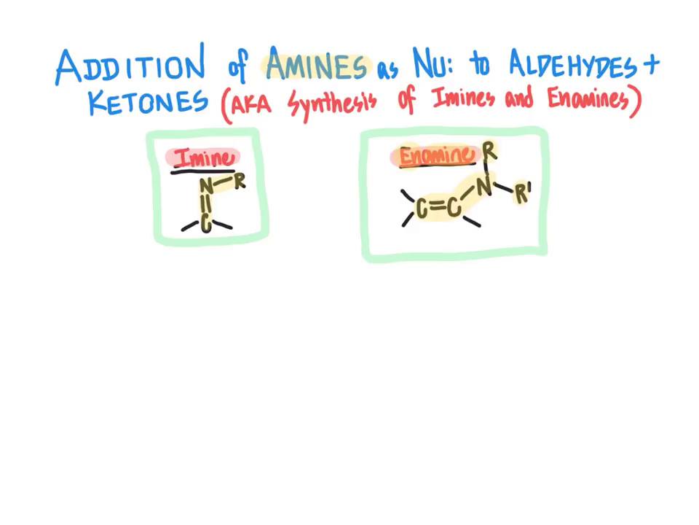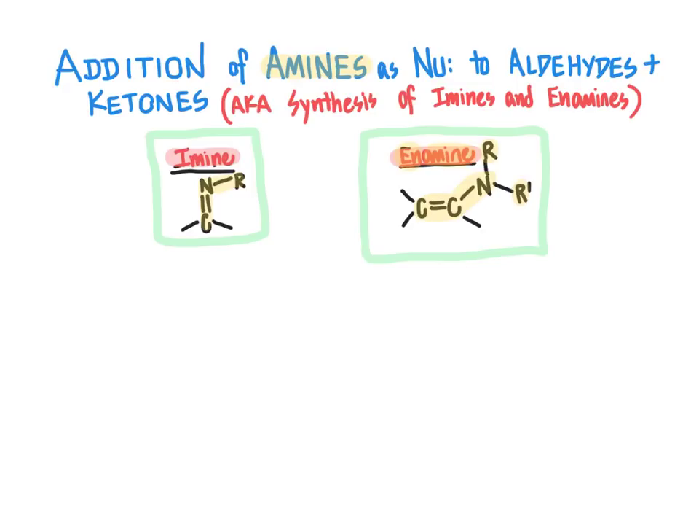So we're going to take a look at how in the world we can add amines as our nucleophiles to aldehydes and ketones and end up with either an imine product or an enamine product. We're going to start by looking at situations that will end up yielding the imine product, that carbon-nitrogen double bond. And those reactions are going to be at play when we have a primary amine reacting with an aldehyde or ketone. So we'll go ahead and write out our general reaction here.